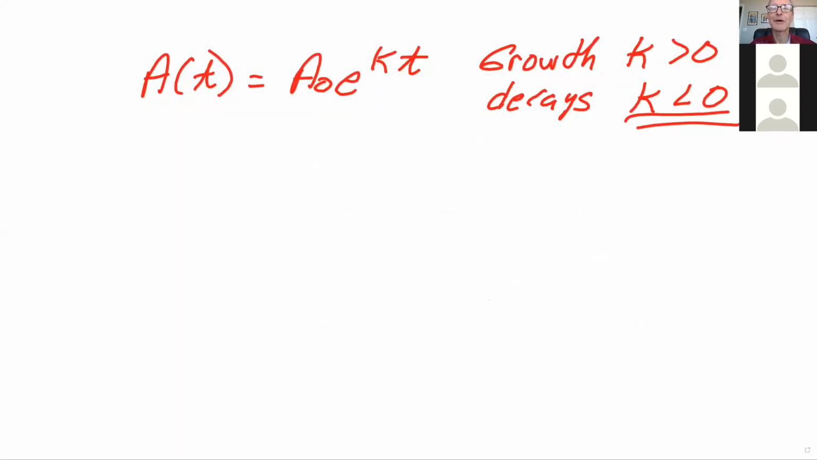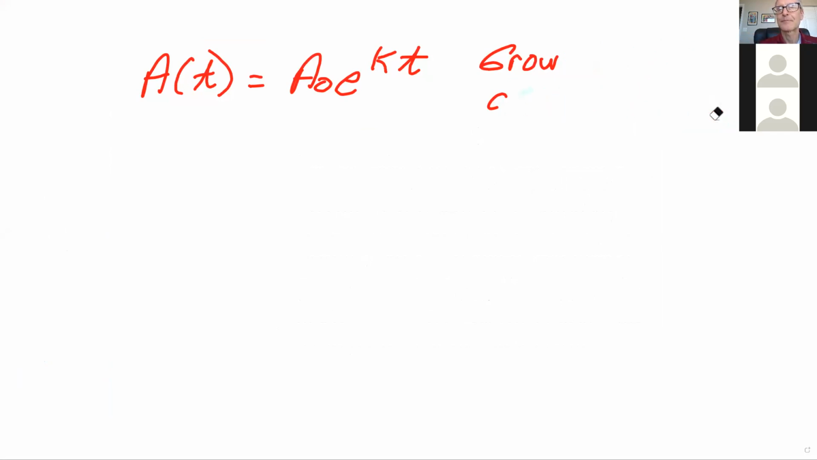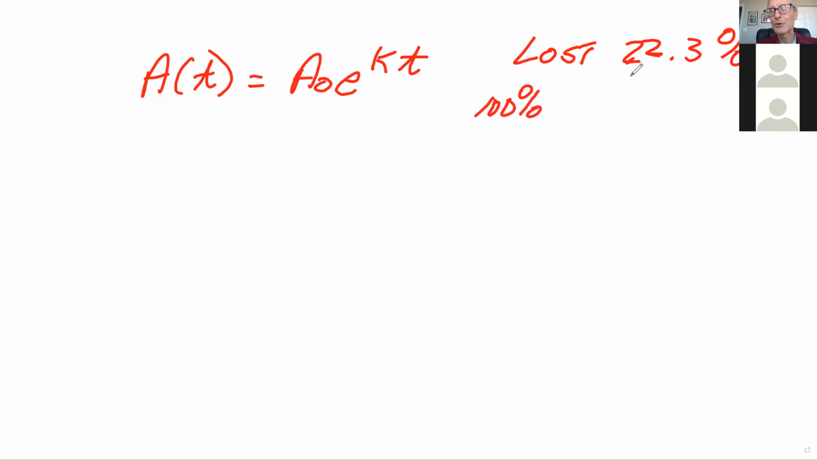So let's write down what we know. So it says it lost 22.3%, right? So remember, you start with 100% is the way they have that set up. So if you lose 22.3%, this is what you have left. And that's what made it tricky. So that's actually what this ends up being when you do the calculation.